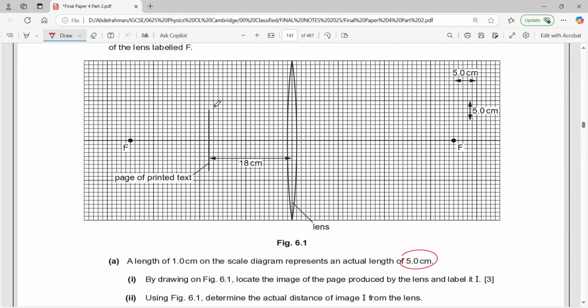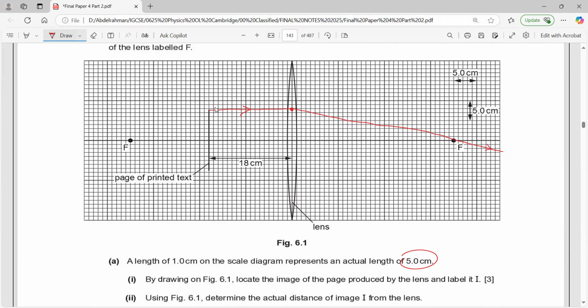How can we draw the lines? We need to draw simply 2 or 3 lines. The first line is the line which was moving in a parallel manner until it reaches the center of the lens. And then as it reaches the lens, what happens? It bends, it refracts, and passes through the focal point.